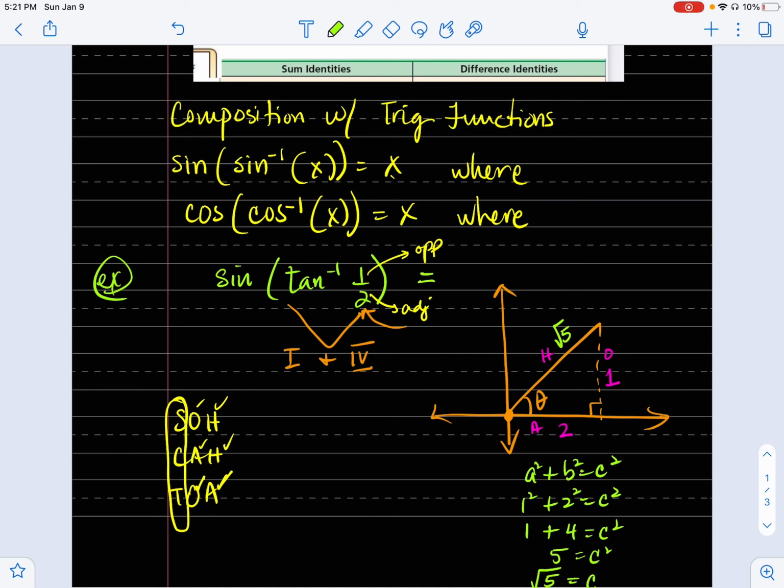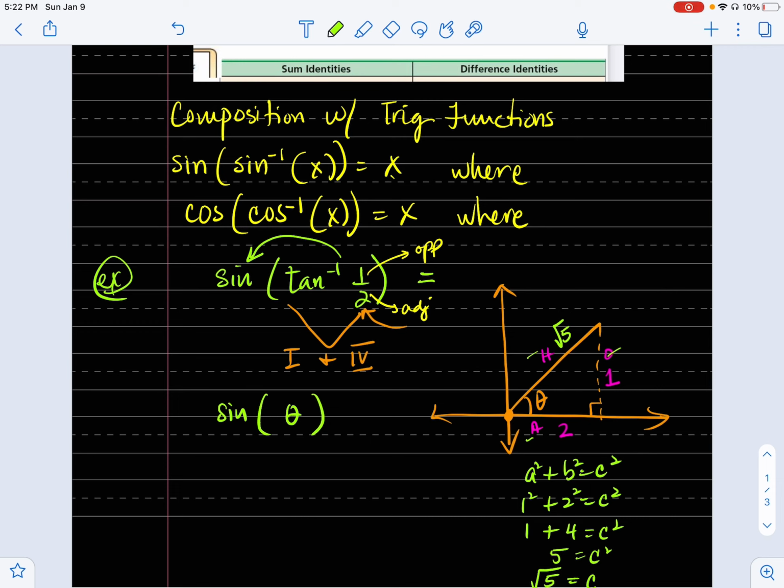Now that I know all sides of the triangle, I know adjacent, I know opposite, and I know hypotenuse. Now look outside. What do I need to find? Ultimately, what do I need to evaluate? I need to evaluate the sine value at that angle. Sine of whatever this angle is on the inside.